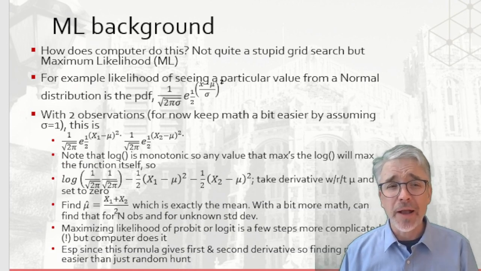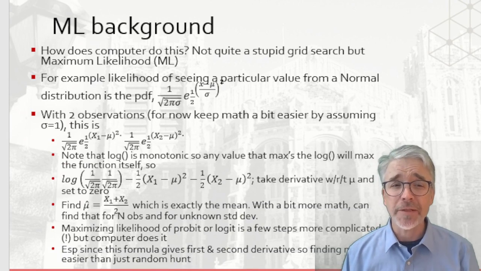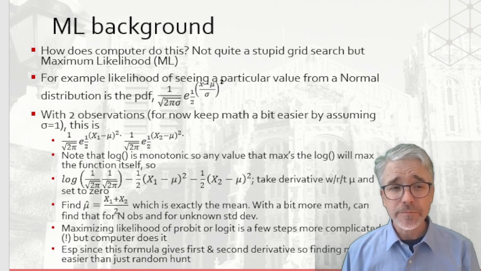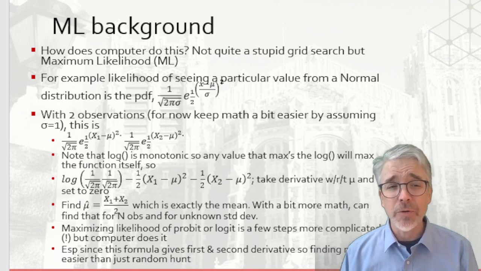What's going on in the background is what's called maximum likelihood estimation. Let me give a real simple example. If I see observations from a normal distribution, then the likelihood of seeing a particular value is the PDF. I can write that down for 2 observations. For now, to keep the math easier, assuming sigma equals 1. So that's 1 over the square root of 2 pi times e to the minus 1/2 (x minus mu) squared. We deal with that exponent by taking the log.